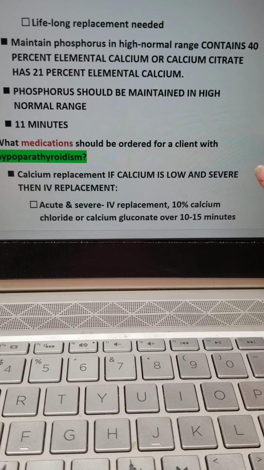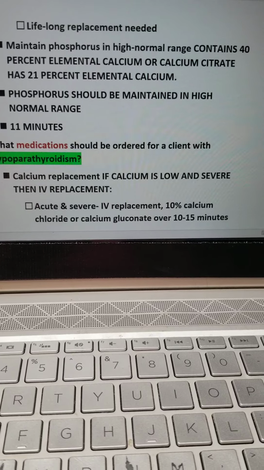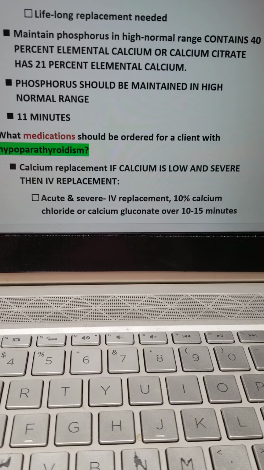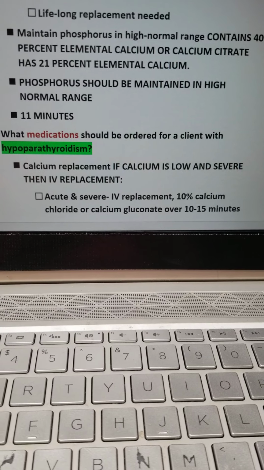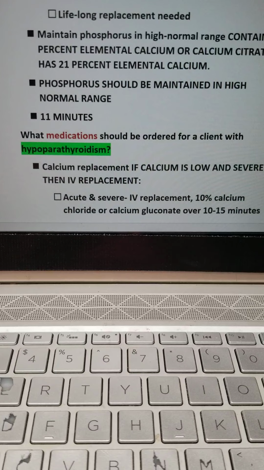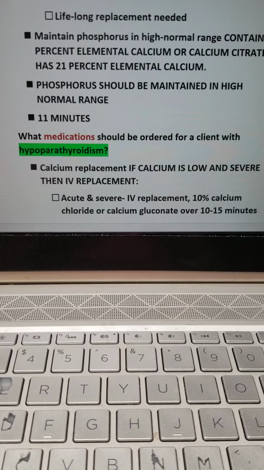Maintain phosphorus in the high normal range. So this would contain 40% elemental calcium, or calcium citrate, which has 21% elemental calcium. Phosphorus should be maintained in a high normal range with people that have low parathyroid hormone.